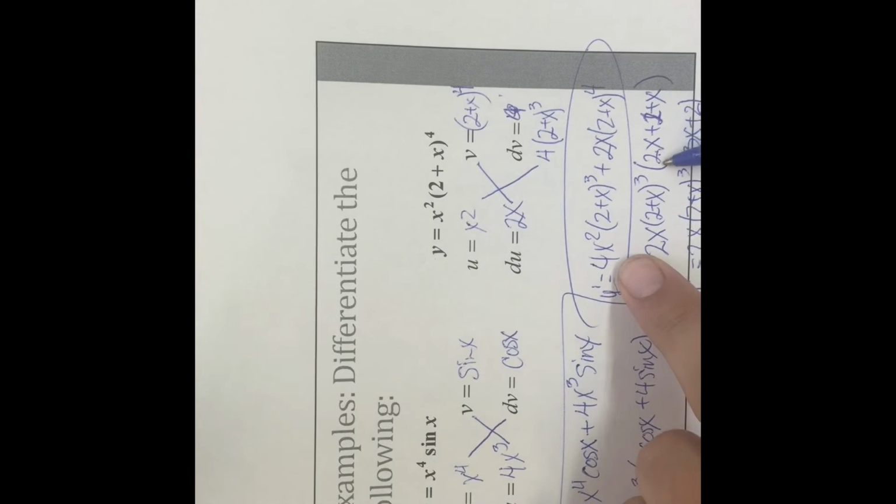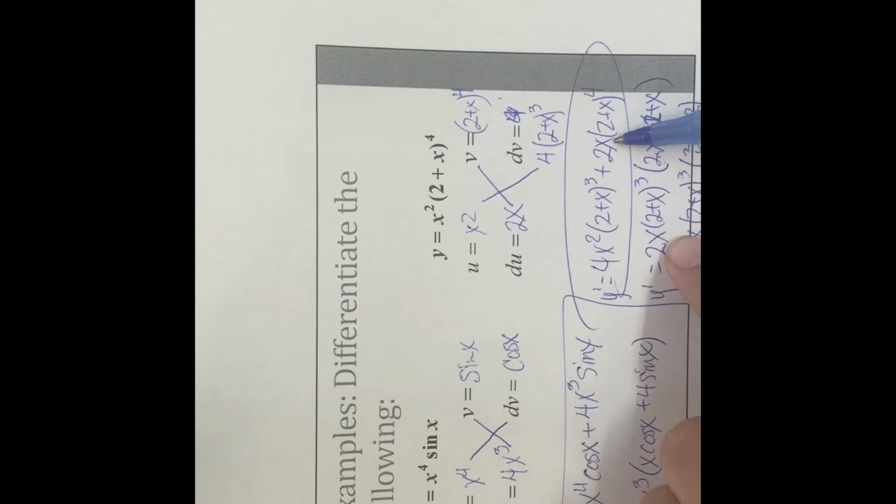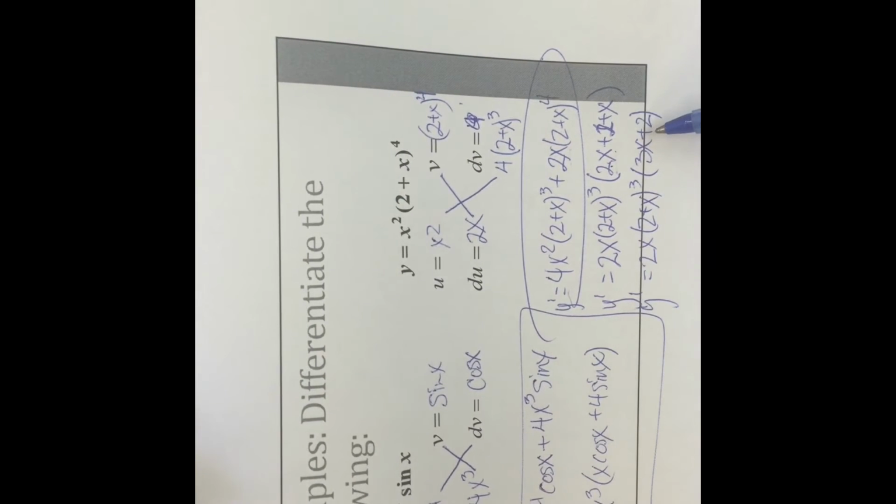So dividing by that first term is 2x, and the second term, the 2x is divided to 1, and the fourth power divided by the third power is 2 plus x to the first power. And then I combine the like terms to do that. All right?